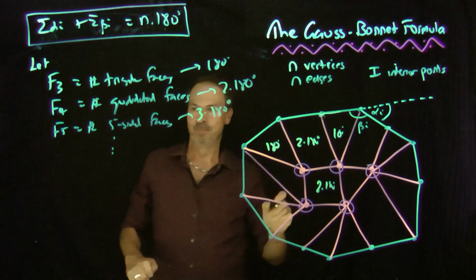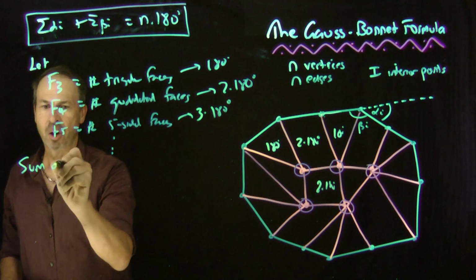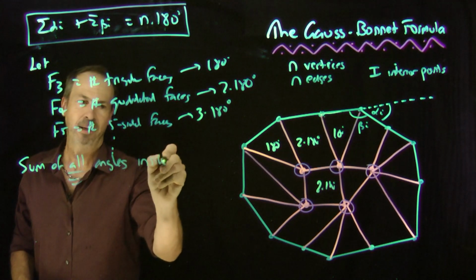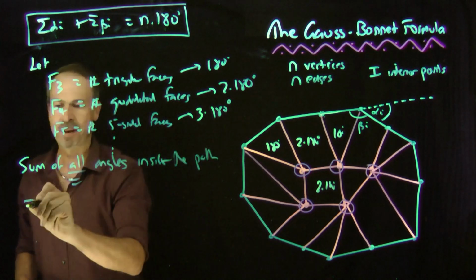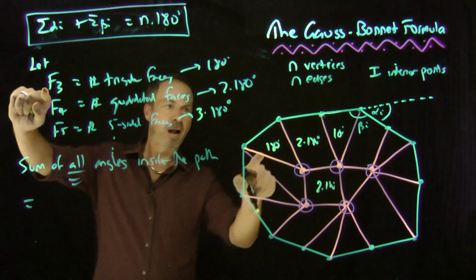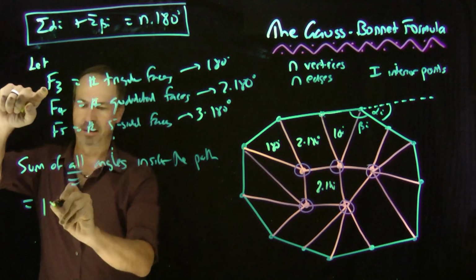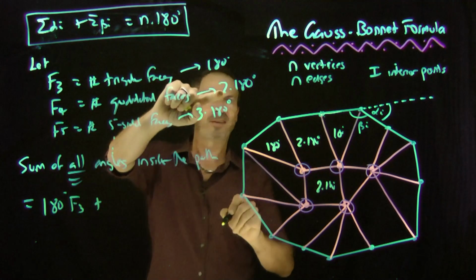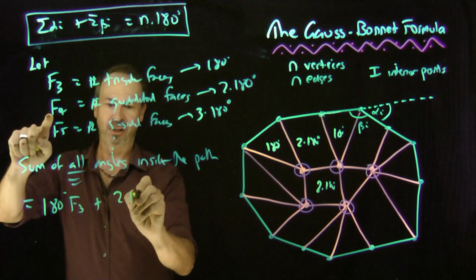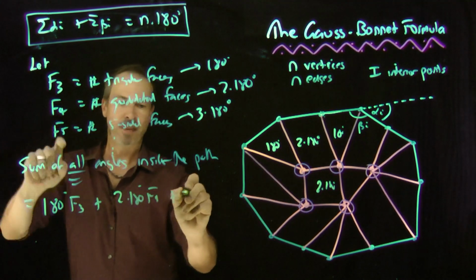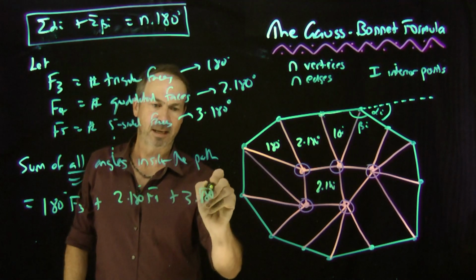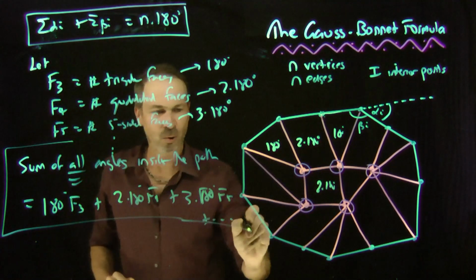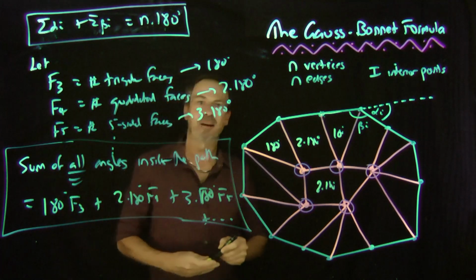So I can see now that the sum of all angles inside the path, it's too many, is going to be given by this. 180 degrees, F3 times. If I've got F3 triangles, I get F3 lots of 180 degrees. Plus 2 lots of 180 degrees, F4 times. Plus 3 lots of 180 degrees, F5 times, and so on. So the sum of all the angles inside my path is given by that formula.